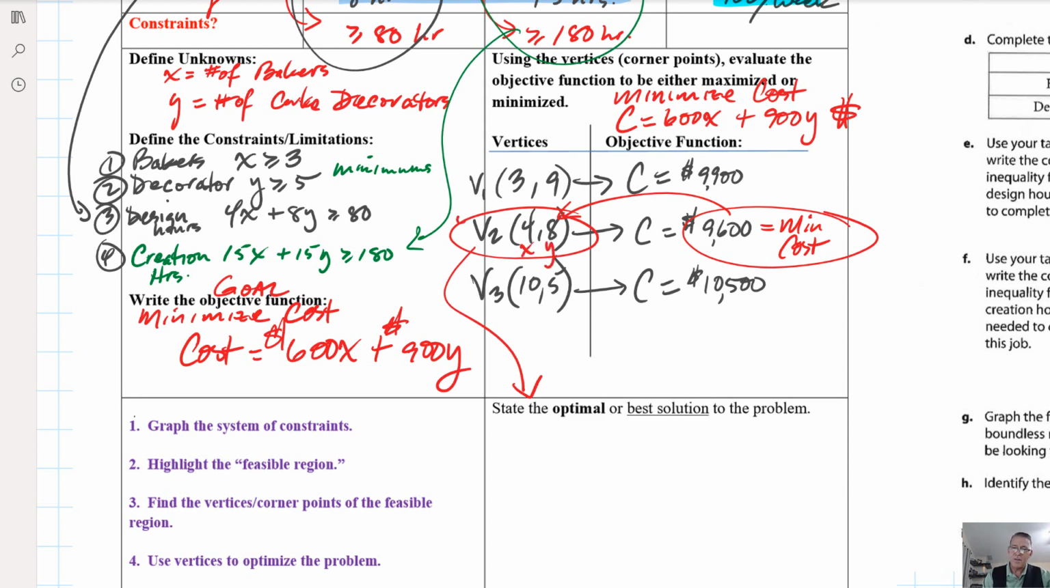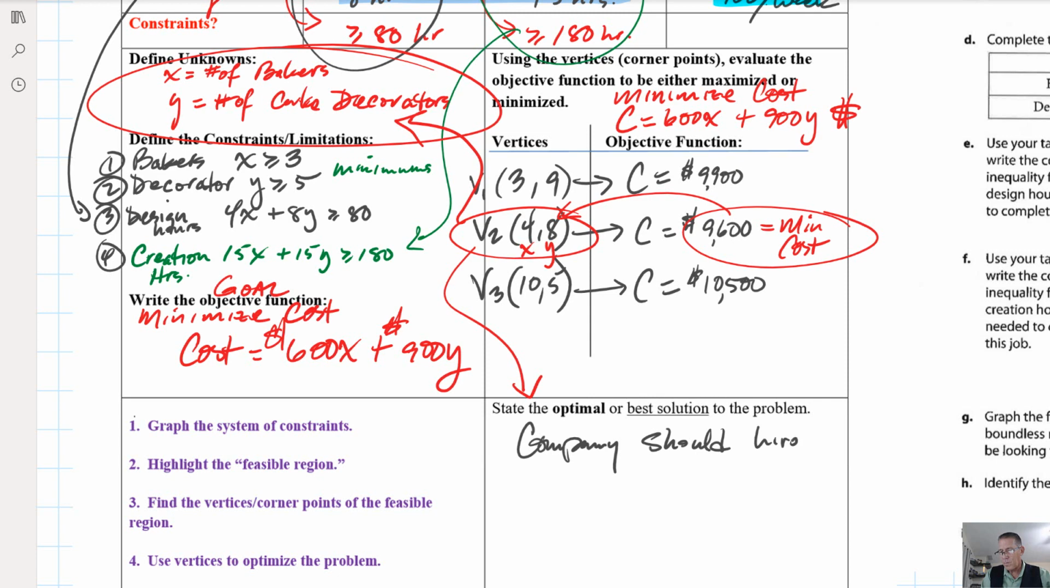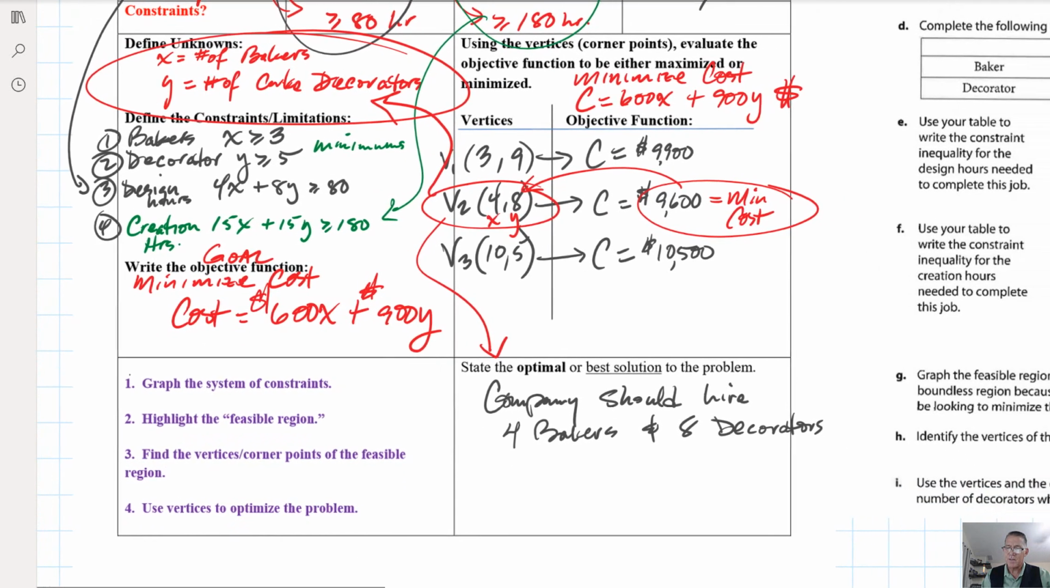But again, what do they mean? You go up here to your definitions, and it says that x is the number of bakers, so we need 4 bakers, and we need 8 decorators to keep the cost at a minimum of $9,600. And that, my friends, is what you write down. The company should hire 4 bakers and 8 decorators to keep the cost minimized.